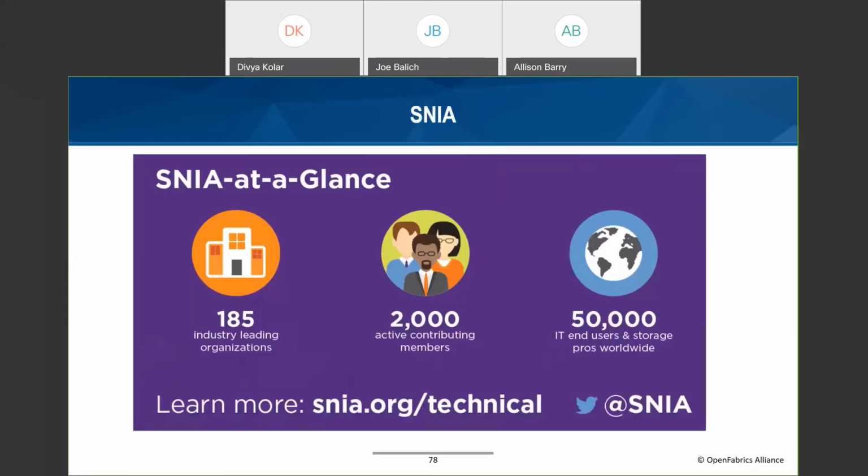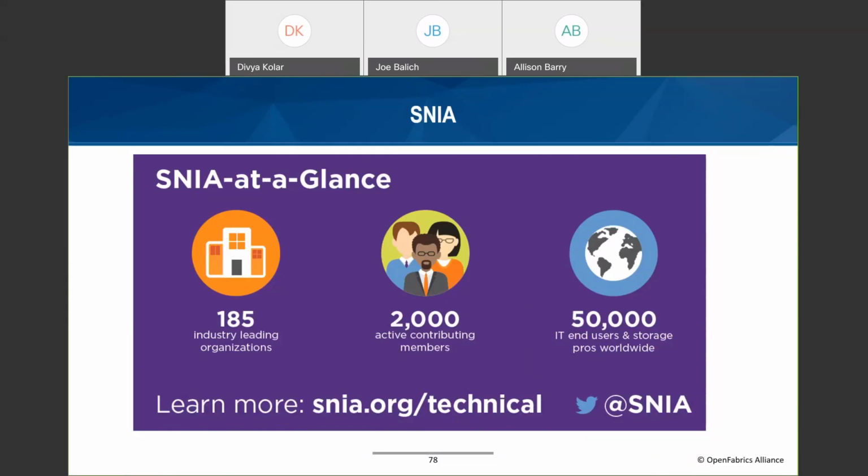The Storage Networking Industry Association is a large and complex organization. It has 185 member organizations and over 2,000 active, sometimes very active, contributing members, and over 50,000 end users and people who are taking advantage of the work. You can learn more at SNIA.org/technical.